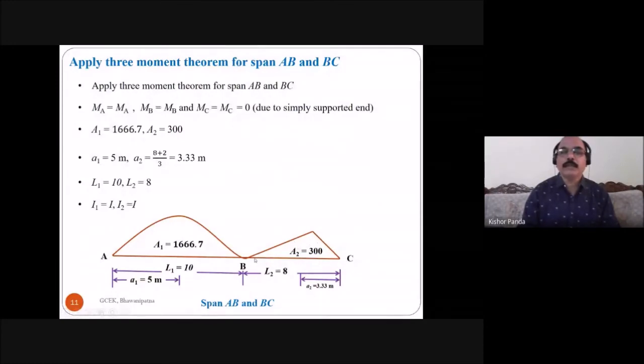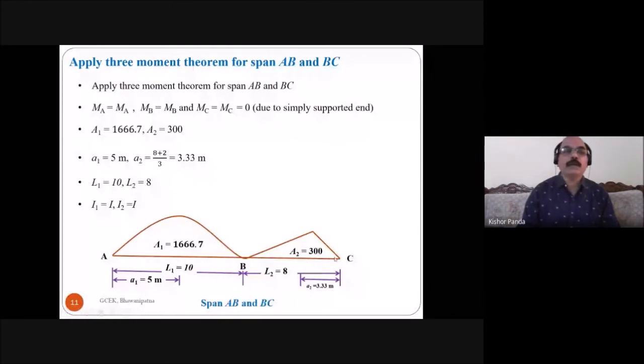So here this length is your L and this portion is your B. (L plus B) by 3. So this is your 8 meter and this is 2 meter. So 8 plus 2 by 3. So small a2 is equal to (8 plus 2) by 3, which is equal to 3.33 meter. So this is the central distance of the triangle of span BC.